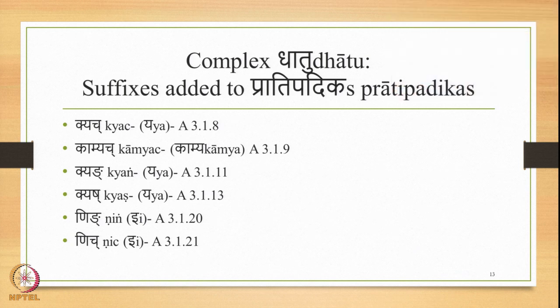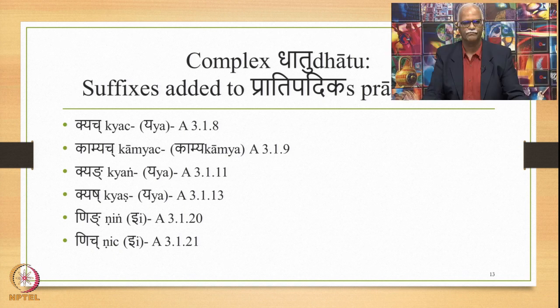Similarly, complex Dhatus are formed by adding suffixes to the Pratipadikas, the nominal roots. They are kyach, which is ya, added by 3.1.8, kamyach, which is kamya, added by 3.1.9, kyang, which is ya, added by 3.1.11, kyash, which is ya, once again added by 3.1.13, ning, which is e, added by 3.1.20, and nich, which is e, added by 3.1.21, in various senses. These are the suffixes which are added to Pratipadikas, and then the output form is a Dhatu.